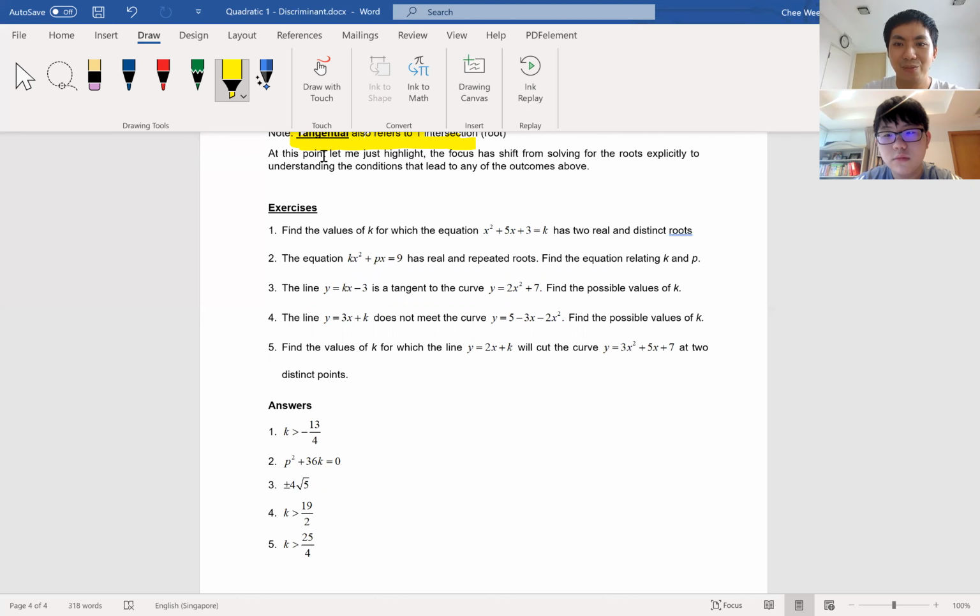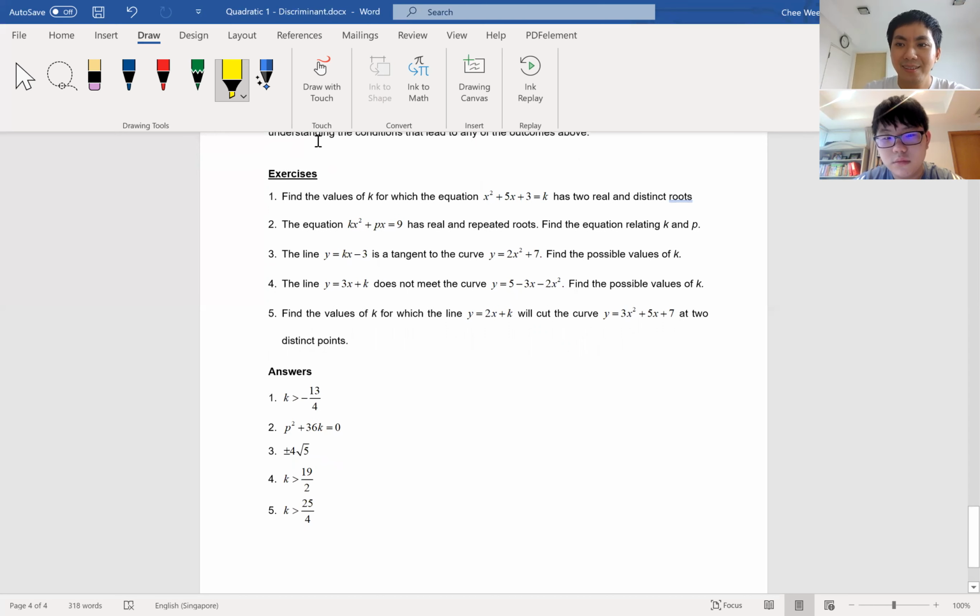Do you get what I'm saying? If you look at all these 5 questions here, none of them ask you to solve for x at all. Agree? It's always asking you to configure some coefficients that will lead to the outcome that I want. Understand? So you must recognize this.